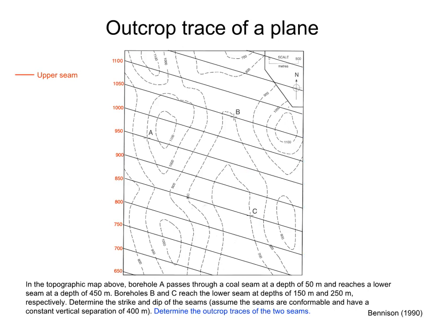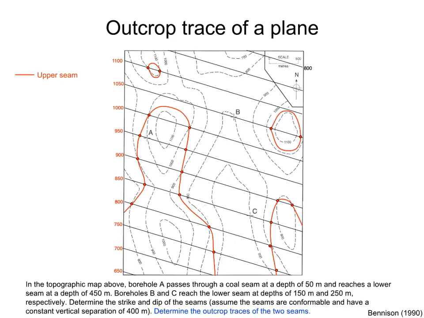To find the outcrop trace of this seam, we need to find the locations where the structure contours of the seam, the continuous lines, have the same elevation as the topographic contours, the dashed lines. These locations are the red circles in the figure. We can then join the red circles to reconstruct the outcrop trace of the upper seam.